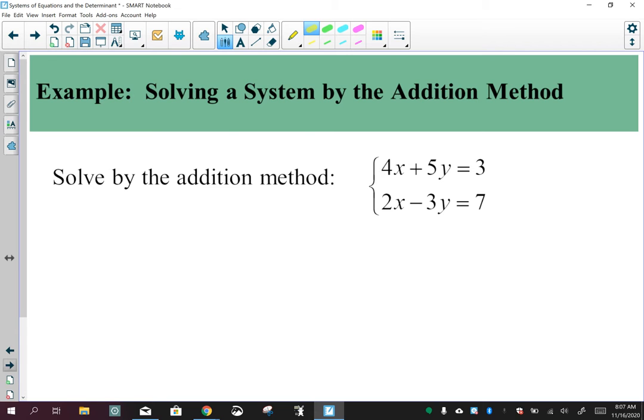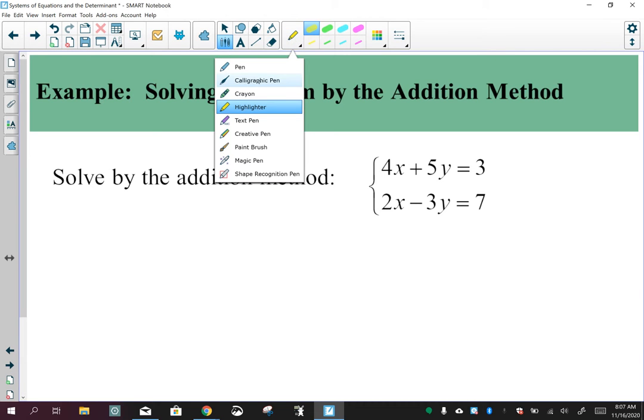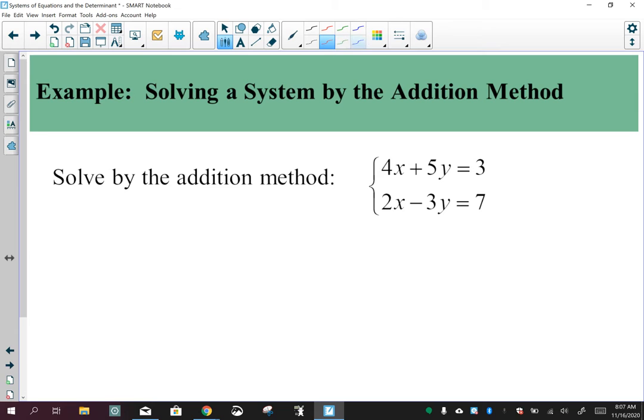So we're going to solve this by the addition method. The nice thing about this one is it's already in the ax plus by equals c form. So I'm going to go ahead and rewrite this over here, and this one right here.